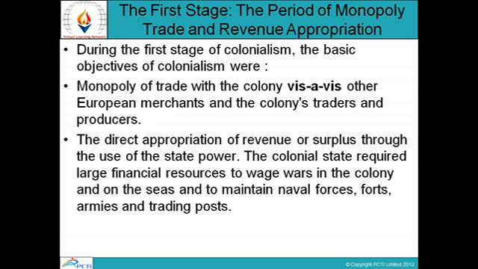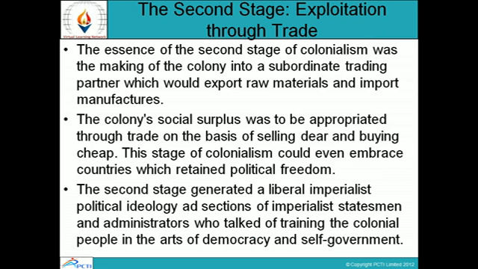The direct appropriation of revenue or surplus through the use of state power. Since they had political control, they used state power for their goal as well. The colonial state required large financial resources to wage wars in the colony and on the seas, and to maintain naval forces, forts, armies and trading posts.